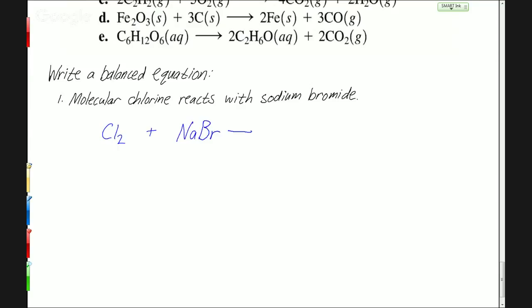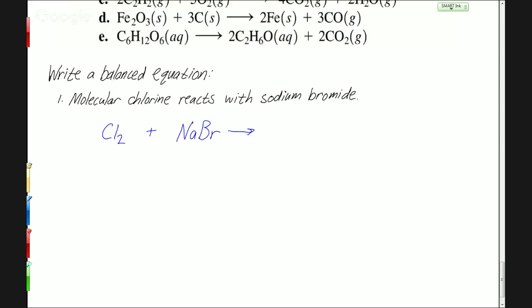NaBr. Right, very good. Now, what kind of reaction does this look like? Where would you categorize it, only seeing one side of it? Probably a single replacement. Does everybody see that? You've got one element by itself, and then one ionic compound, one pair.